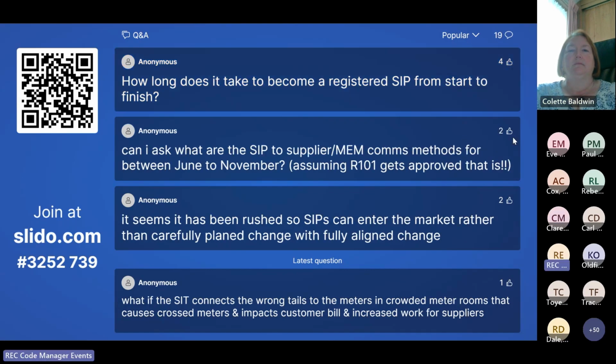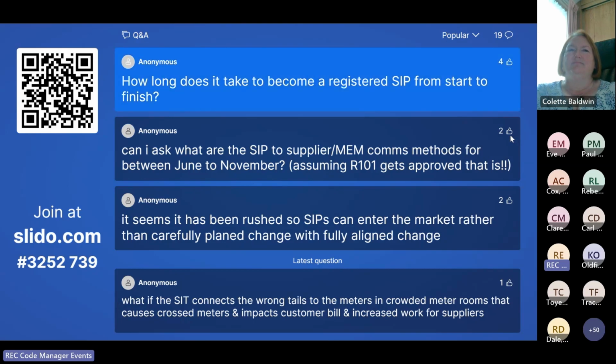This might be a how long is a piece of string question, I don't know. How long does it take to become a registered SIP from start to finish? Right, that is a how long is a piece of string. So we're not in control of the process start to finish. It's a 3-part scenario, so it depends how you kick the journey off.